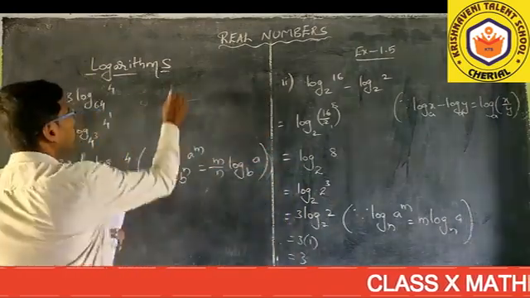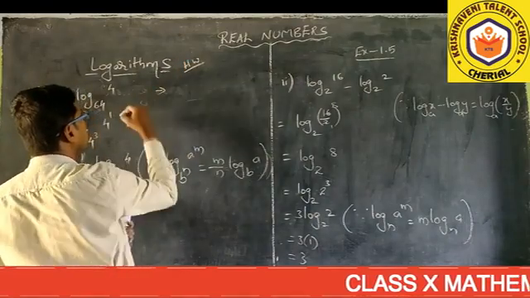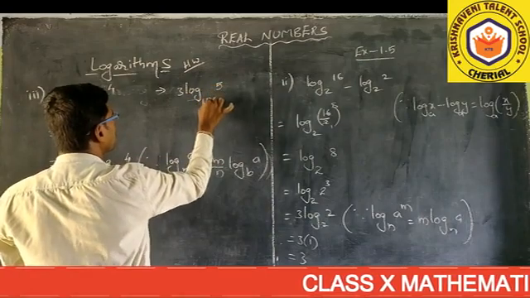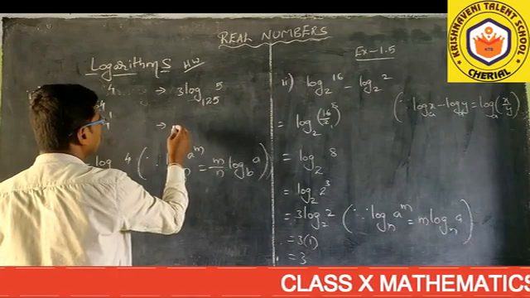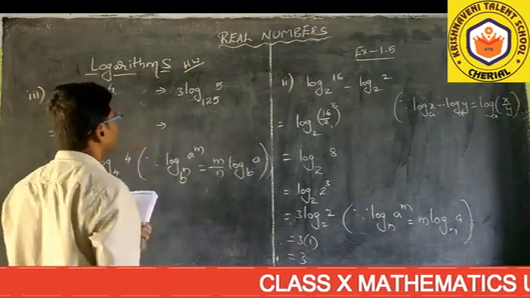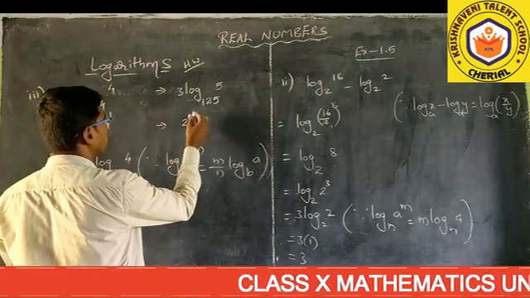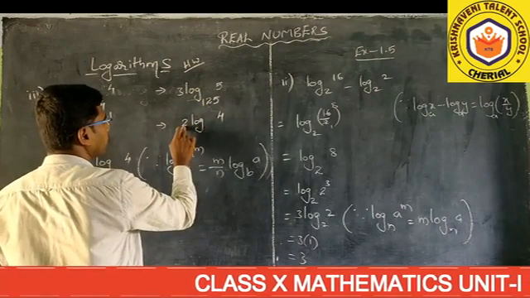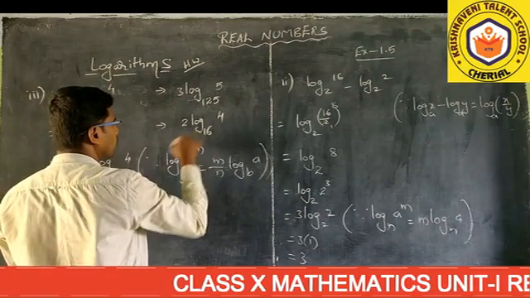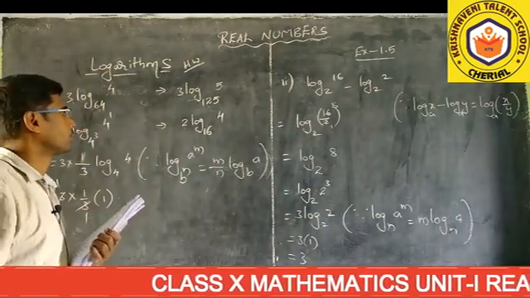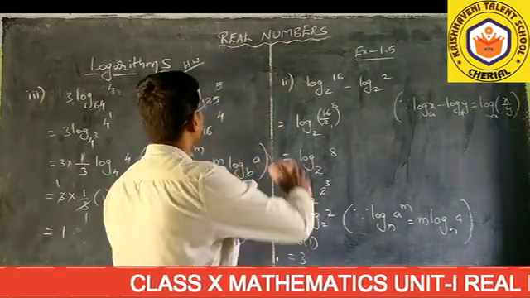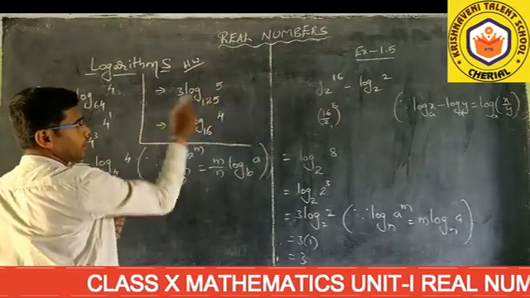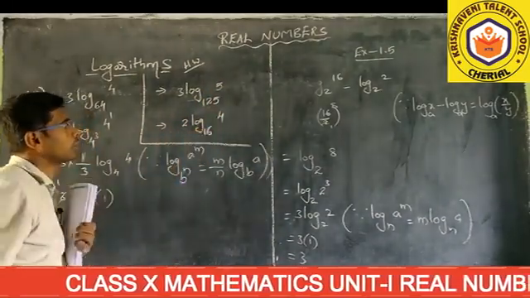In the same way, try these two problems as homework. Three log 5 to the base 125, and 2 log 4 to the base 16. Find their values. These two problems you try yourself and do as homework.